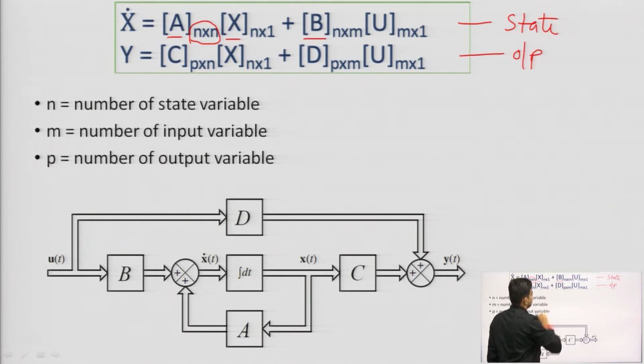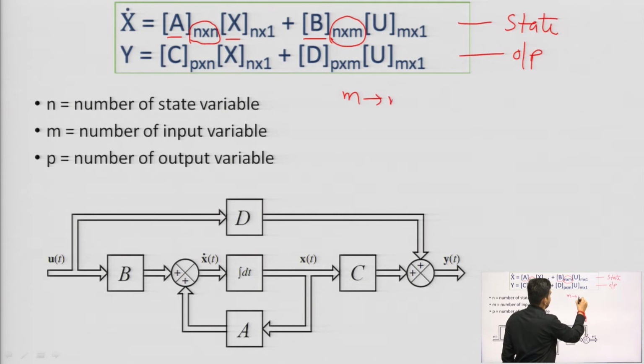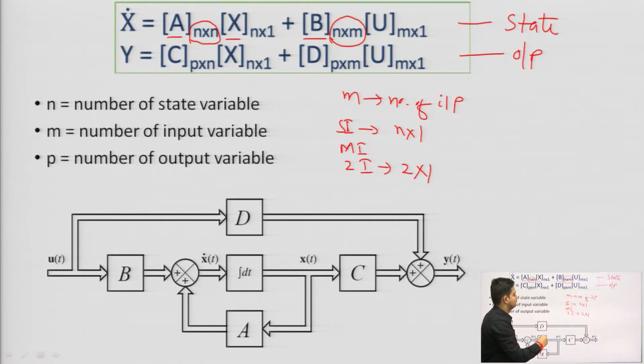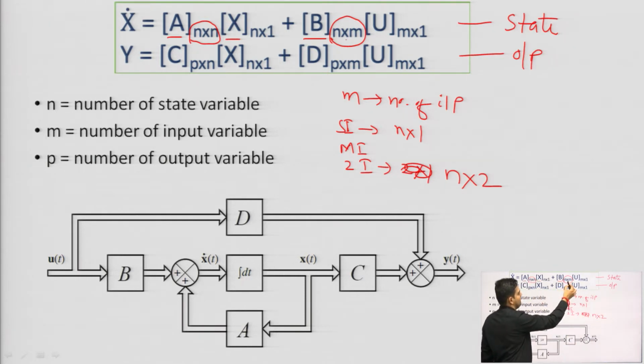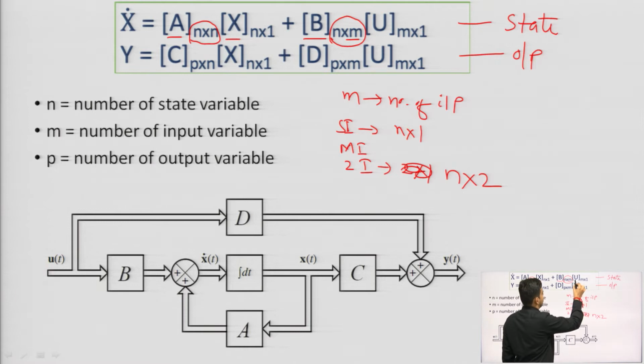Then B is the input matrix, which tells you how the state variables are affected by the input quantities. Its order is n cross m, where m is the number of inputs present in the system. If I am using a single input, that is an SI system, then the order is n cross 1. If I am using multiple inputs, suppose 2 inputs, then the order is n cross 2. So, depending on the number of inputs, the m value will change.